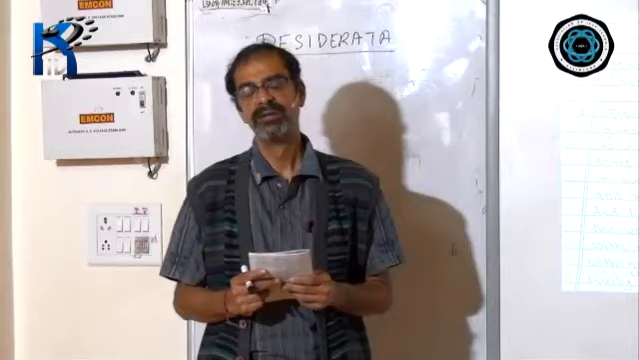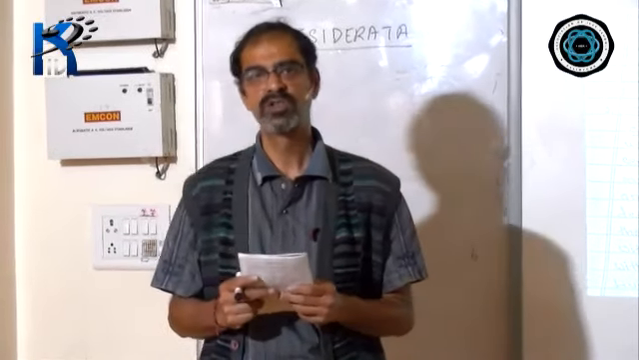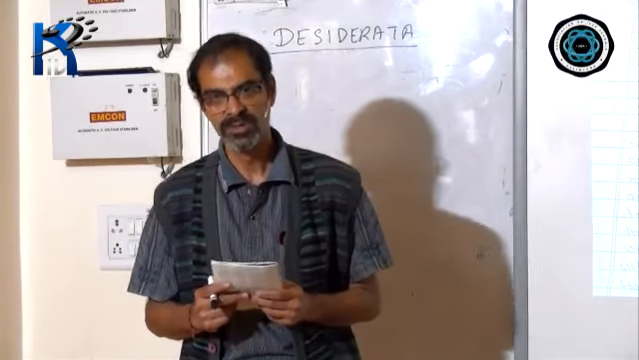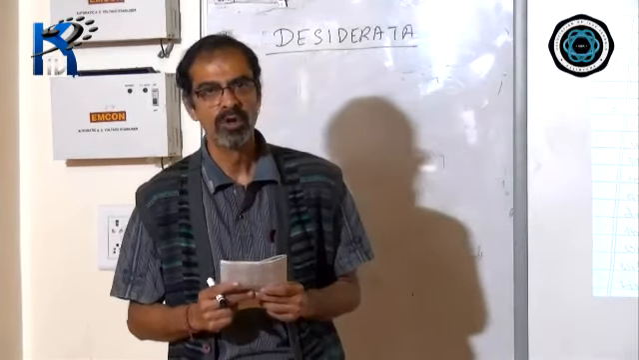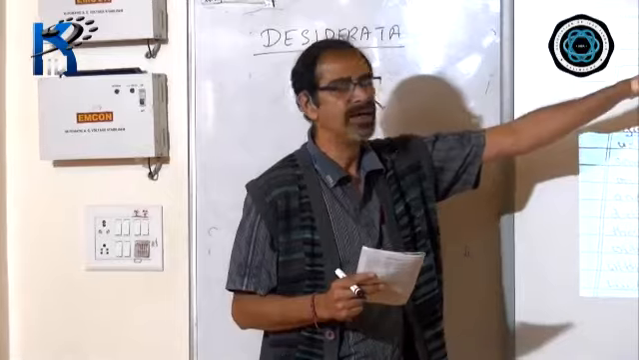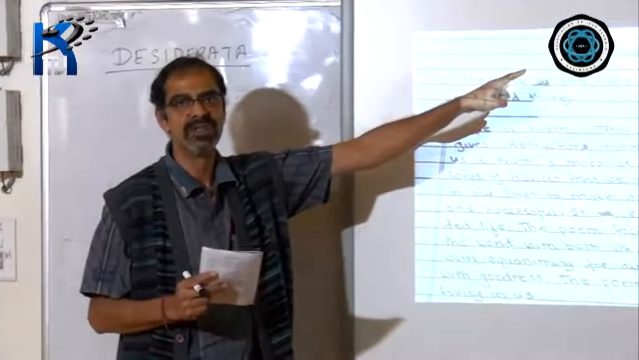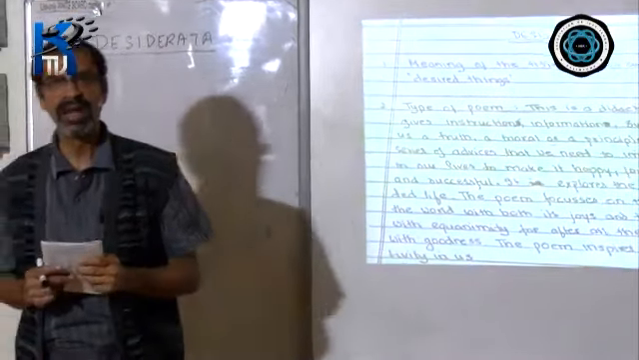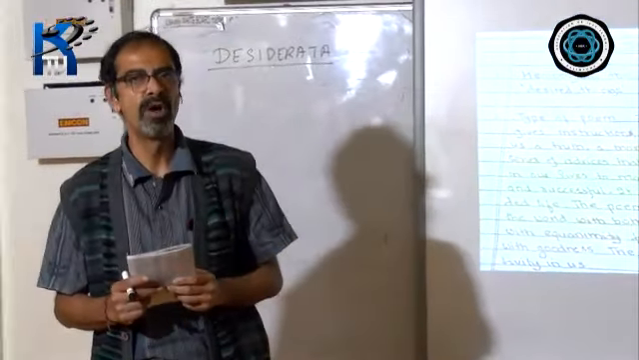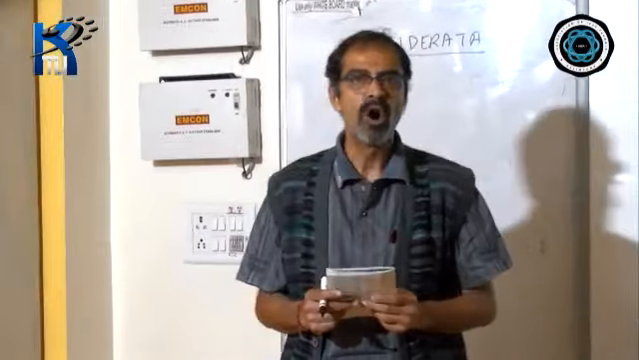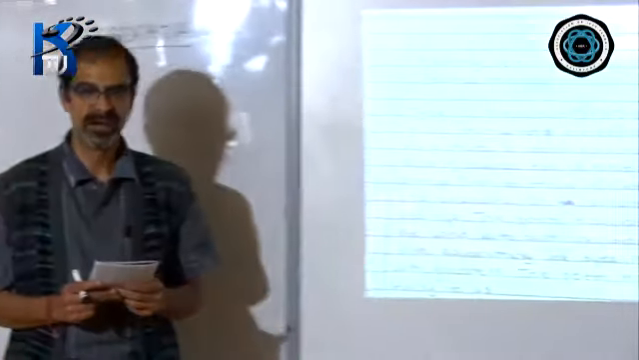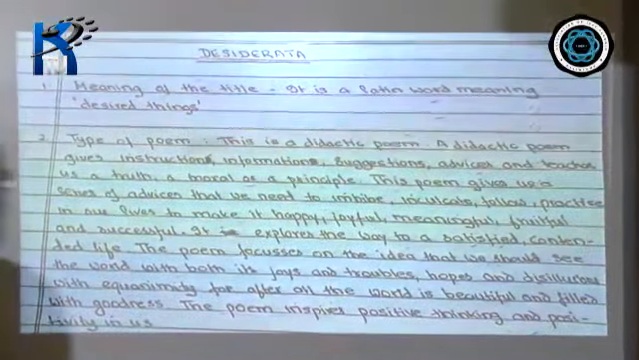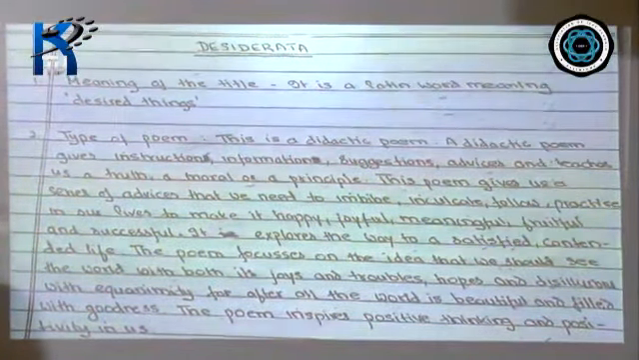Yesterday we had done the first of the untouched poems in ISC, that was the Dolphins. Today we will move on to the second untouched poem in ISC, Desiderata. Now the first thing you will have to understand in this poem is the meaning of the word desiderata. It's a Latin word which means desired things.